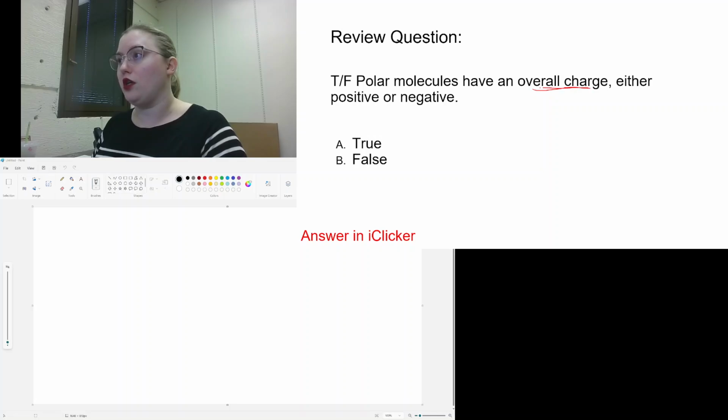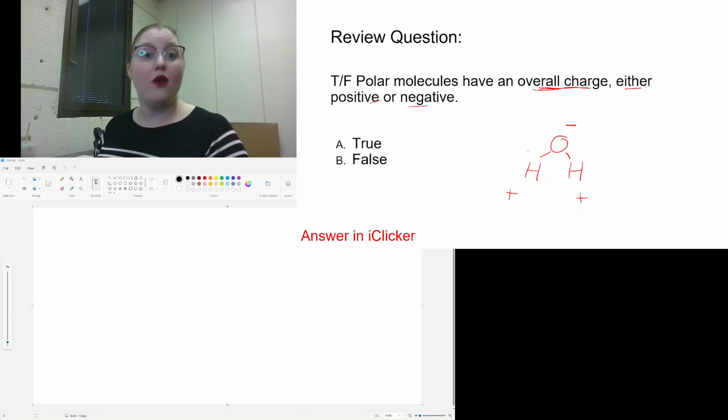An overall charge: does a polar molecule have a fully overall charge? Not really. If we think about our water molecule again, it has partially negative and partially positive, so it's not overall charged. And "either positive or negative," well, that's not true either. This polar molecule is both. It's positive on one side and negative on the other side. So think about those key parts of this sentence and then decide if it is true or false.